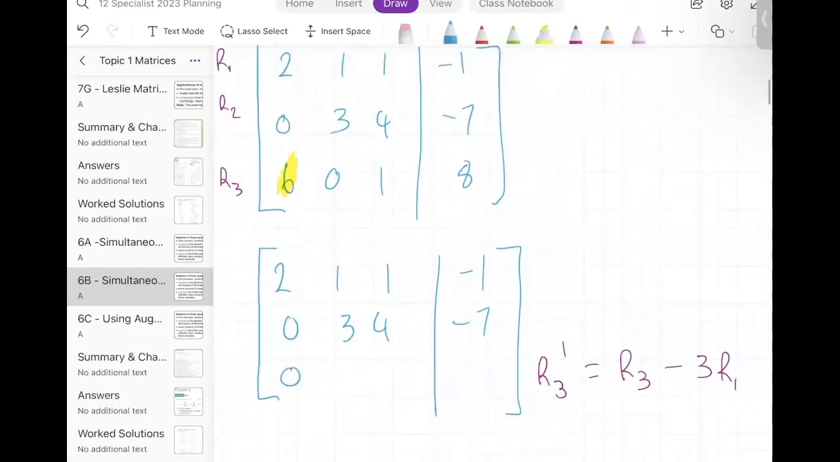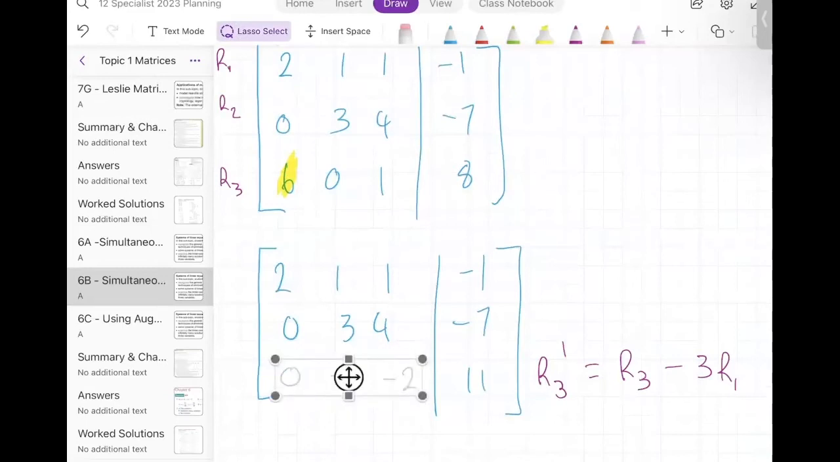So I will get my 0. 3 times 1 is 3. So 0 minus 3 is going to become minus 3. This is going to become minus 2. And I'm going to have 8 minus 3. That's going to become 11. So this is my new row 3 here.